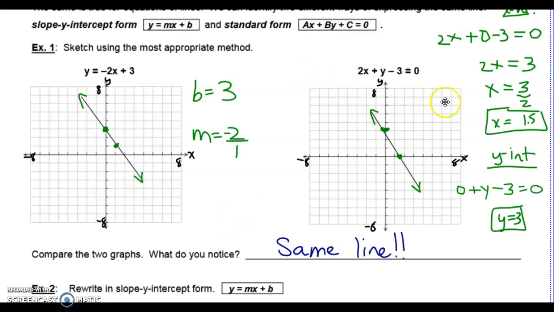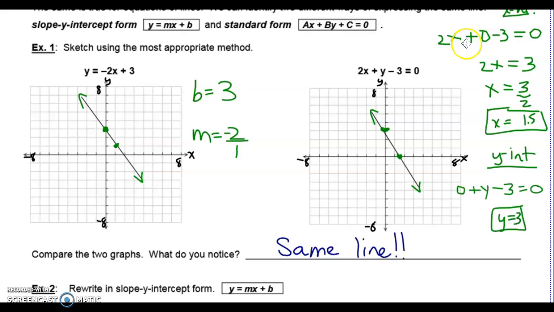Moving on to our second equation, 2x plus y minus 3 equals 0. What I'm going to do here is graph using my x and y intercepts, and the reason being, this equation is presented in standard form. So that's the easiest way to graph this line. So recall, to find my x-intercept, what I want to do is plug in 0 for y in my equation and then solve for x.